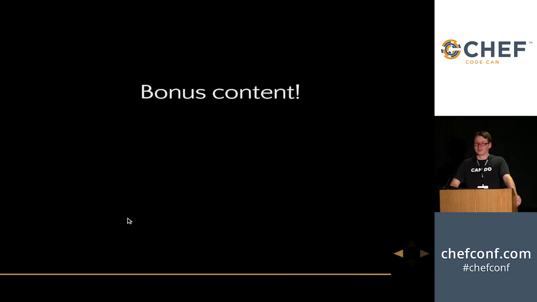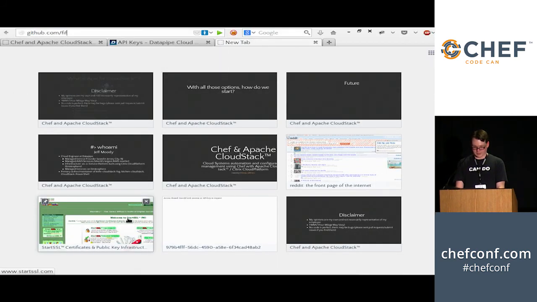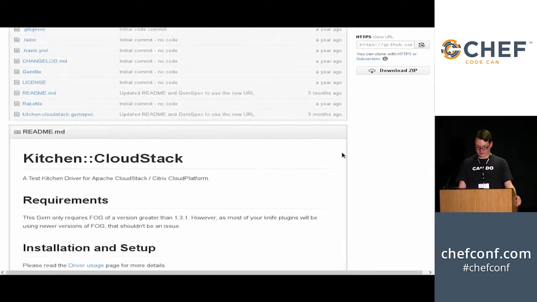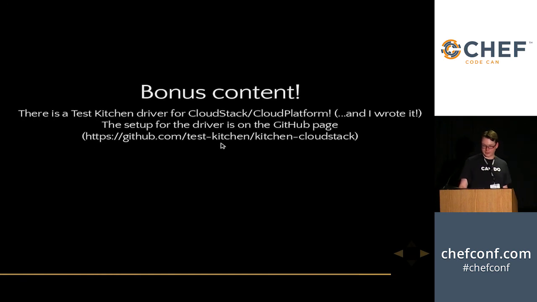So, we have some bonus content. There's a Test Kitchen driver for CloudStack and Cloud Platform. I wrote it. It's awesome. If you use Test Kitchen, which you should be using because Test Kitchen is awesome, you can, rather than provisioning servers via Vagrant or to AWS or Docker, if you have a CloudStack environment, you can do it with Kitchen CloudStack. I do have it on GitHub.com. Pretty decent documentation on the GitHub page showing how you configure your kitchen YAML file to support your API key, your secret key, your API URL, and do all that fun stuff. So use it, it's pretty cool.